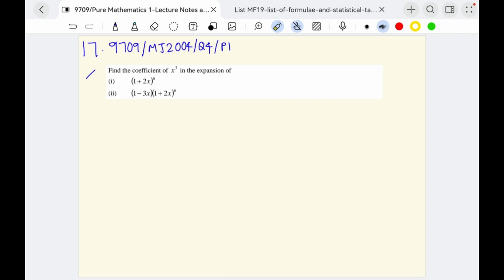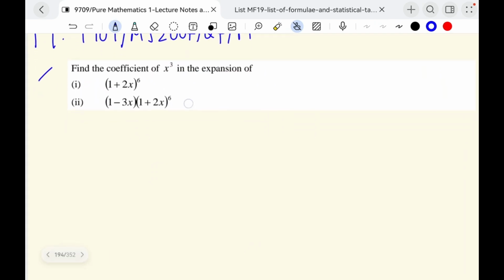This is the first past year question among our discussion of exercises today. This is a question from 9709, May June 2004, question 4 from paper 1. Find the coefficient of x cubed in the expansion of the following. So it wants the coefficient of x cubed. Okay, let's solve the first part.